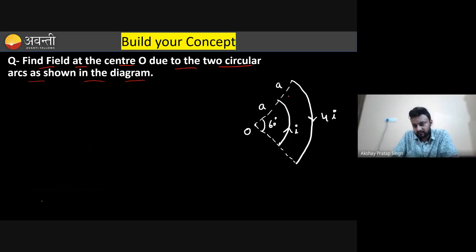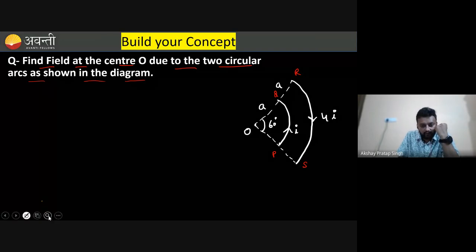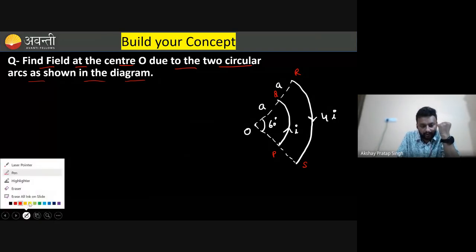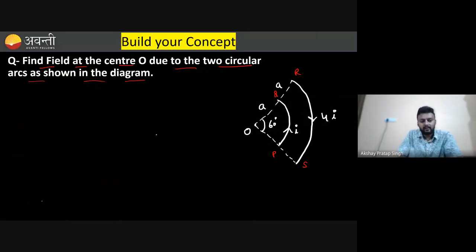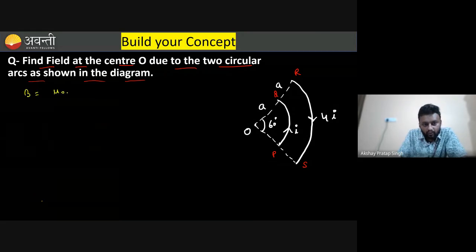There are two circular arcs. Let's suppose this is PQ and this is RS. These are the two circular arcs. Okay, no problem with that. You must know the formula of the field of the circular arc. So what is the formula that you must know? That field due to a circular arc is given by mu naught I over 2R into theta by 360. This is the relation.